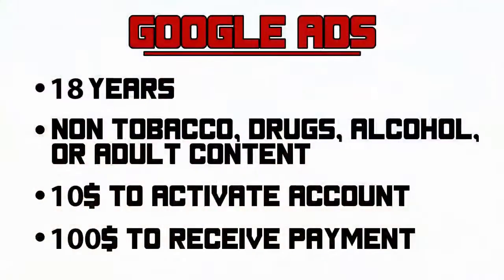Before you decide to create a Google AdSense account, there are a few things that are important for you to know. The first one is you need to at least be 18 years old so you can open an account with them. The second thing is your website cannot be related to tobacco products, and this also includes electronic cigarettes, drugs, alcohol, or adult content. Adult content can be, for example, a website where you offer a dating service or dating tips for men or for women. That kind of content Google simply doesn't accept.